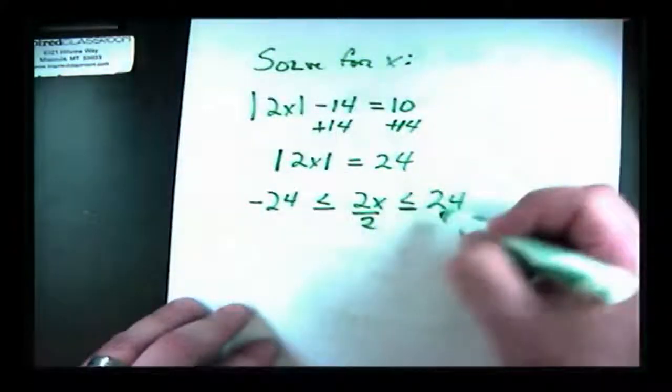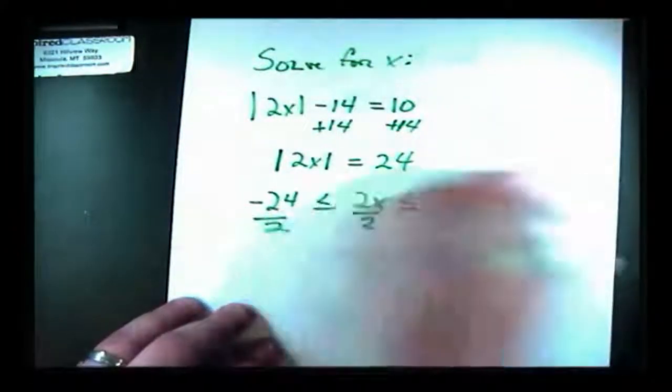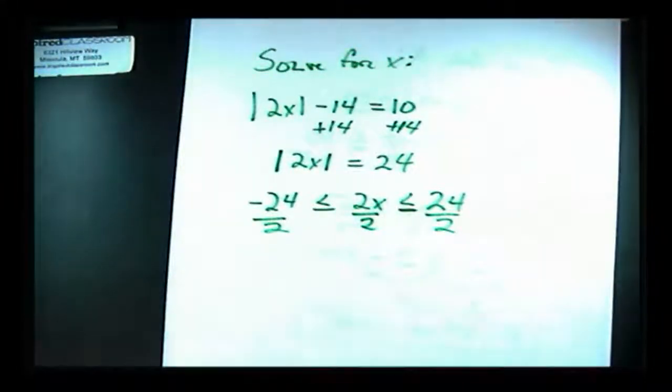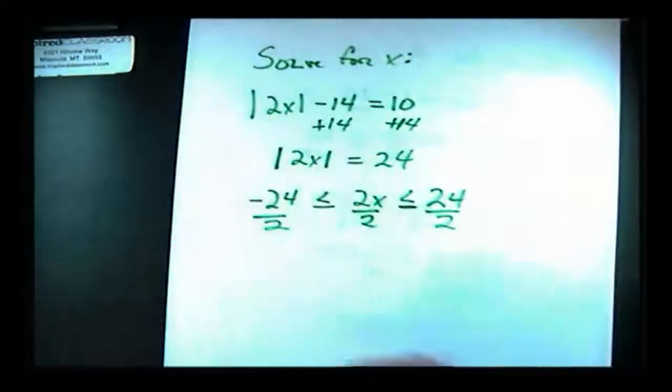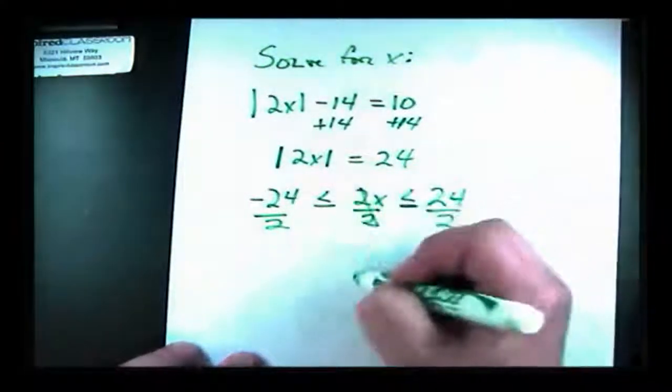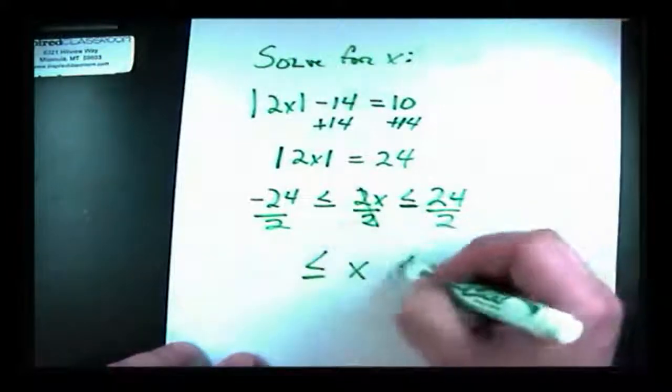Divide by 2, divide by 2, and divide by 2. Notice I'm dividing by a positive number here, so I'm not going to flip my inequalities because the only time I do that is when I divide or multiply by a negative while solving. I'm solving for this, and I'm not dividing by a negative, so my inequalities are going to stay the same.